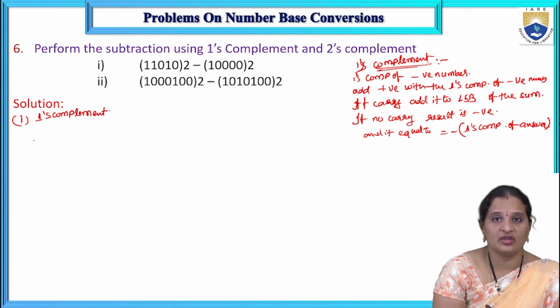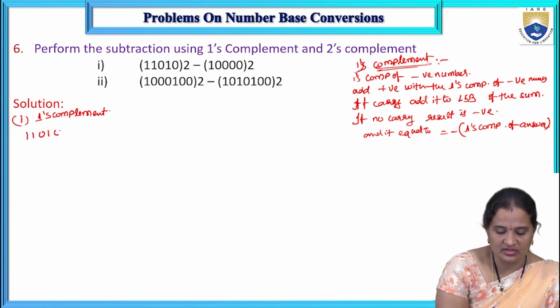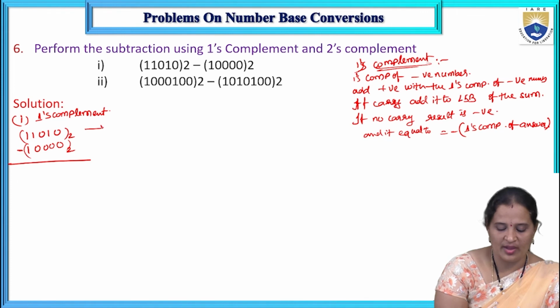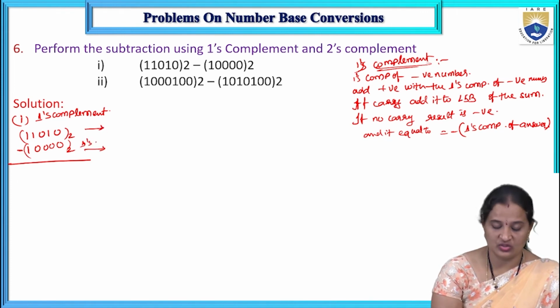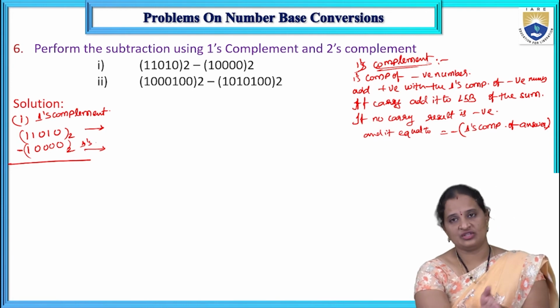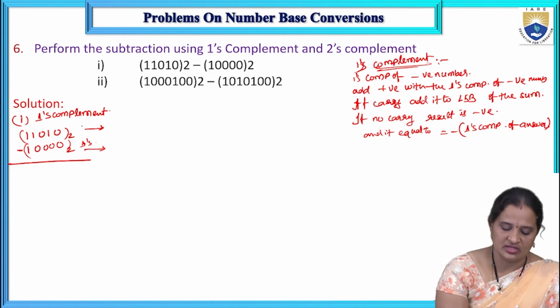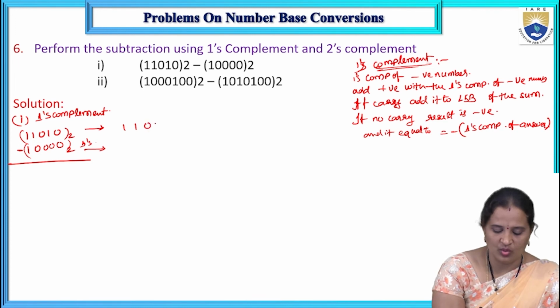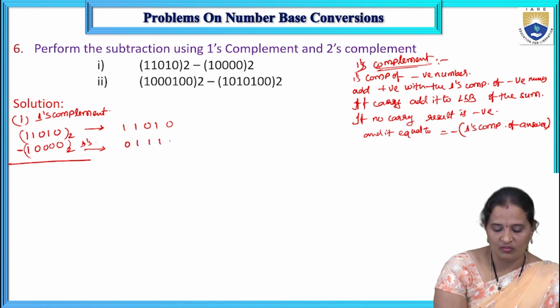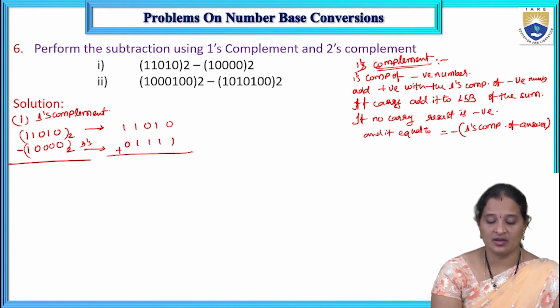So now what is the problem given? 11010 minus 10000. So these are the two numbers. Now I'm going to get the 1's complement of the negative number. How can I get the 1's complement? By changing the 1's to 0's and 0's to 1's. So for 10000, what is the 1's complement? As we have 1 here, it will be changed to 0. 01111. Now the subtraction becomes addition.